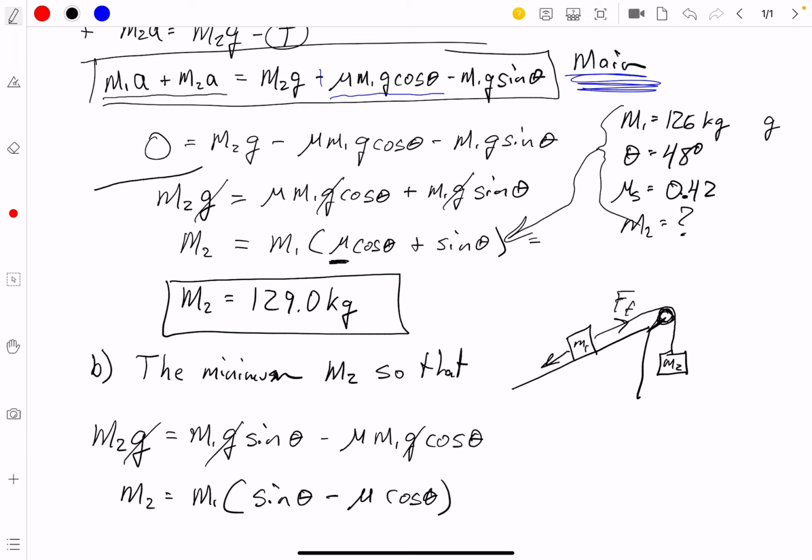Fine. Right, fine, good. My M1, 126, I'll write them out for you guys. Sine of 48 degrees, we're going to subtract off 0.42 times cosine of 48 degrees.